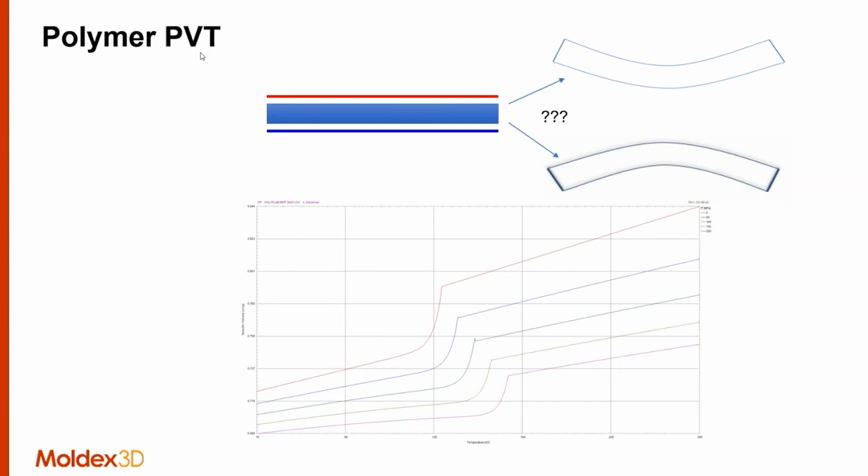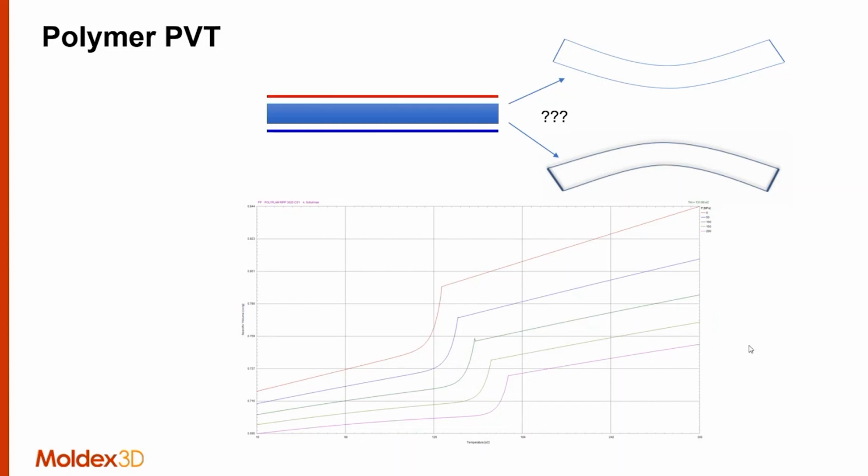Now, when we're talking about polymer PVT, we're actually talking about the PVT graph that you would see in the Material Wizard. And this is an example of a semi-crystalline thermoplastic PVT curve. PVT stands for pressure, volume, temperature, and it explains the relationship between those three components. As such, on this graph, the x-axis is temperature, the y-axis is volume, and the different curves here represent different pressures. So quite literally, pressure, volume, temperature, the direct relationship between the three.